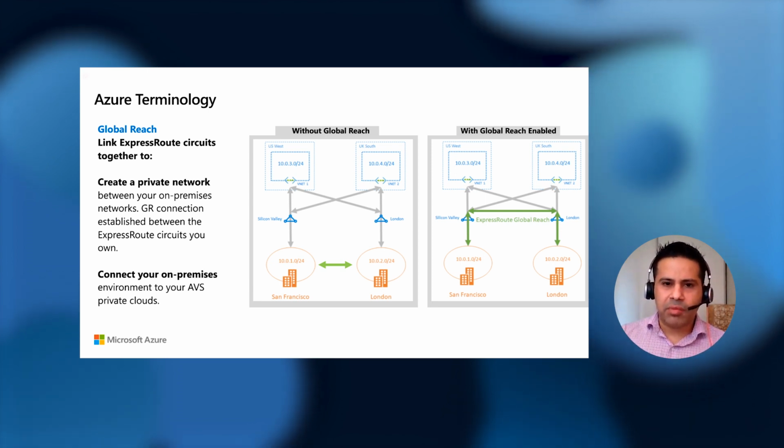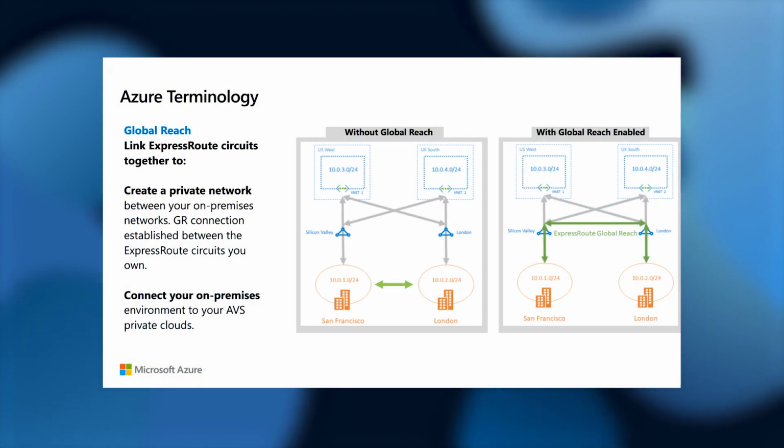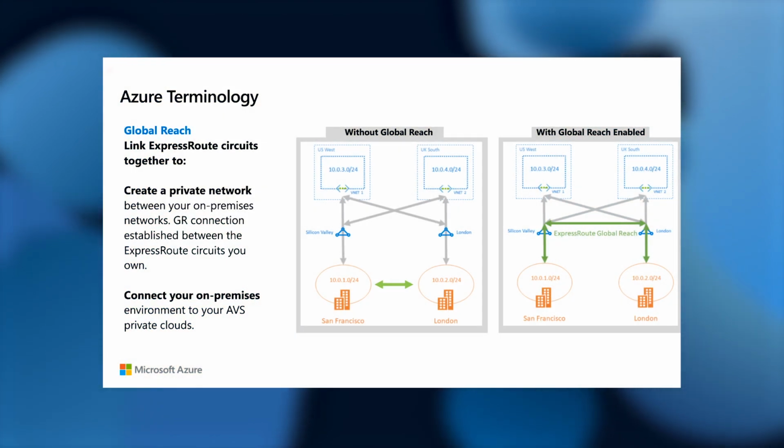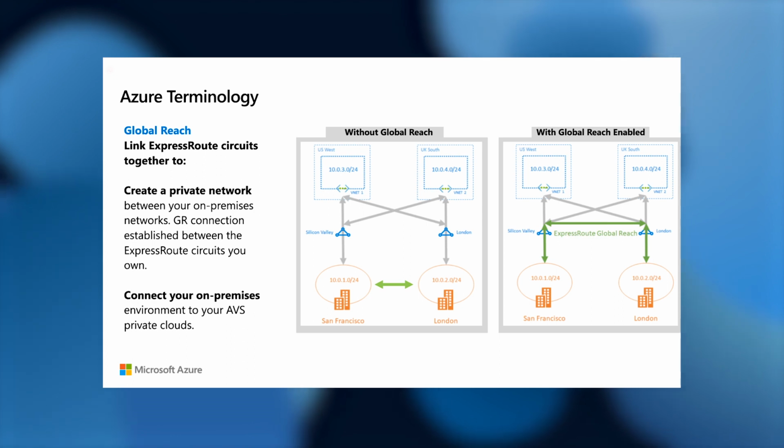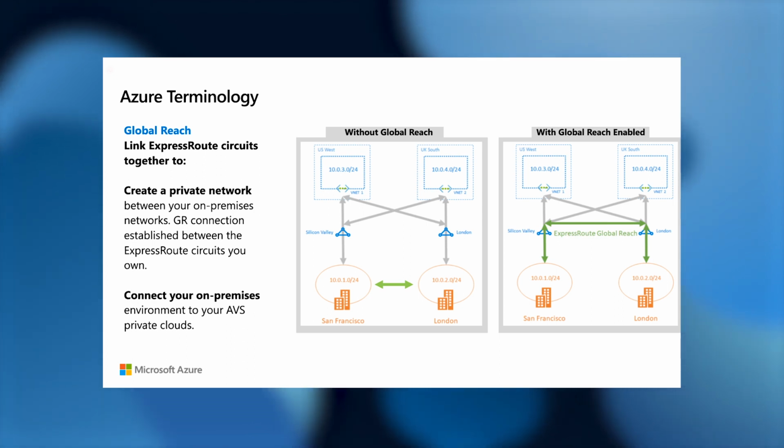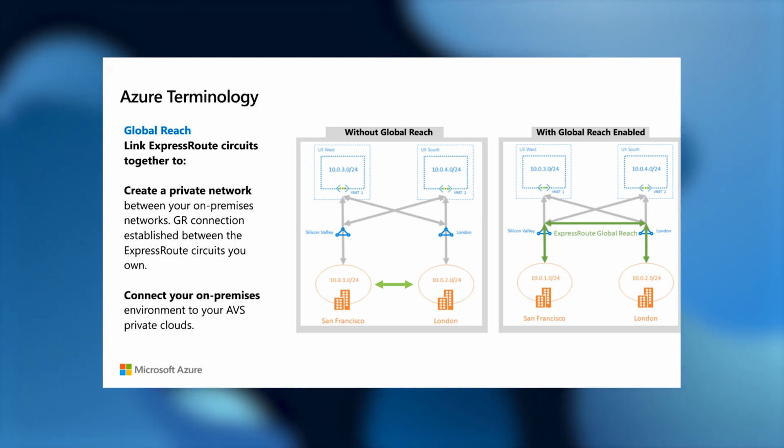In the first diagram, I'm showing two data centers, San Francisco and London. Both of these data centers connect to their respective VNets in their specific region. San Francisco connects to US West Azure VNet, and London connects to UK South Azure VNet. And this connectivity is through ExpressRoute. So you have two ExpressRoute circuits going from your on-premise to Azure VNets.